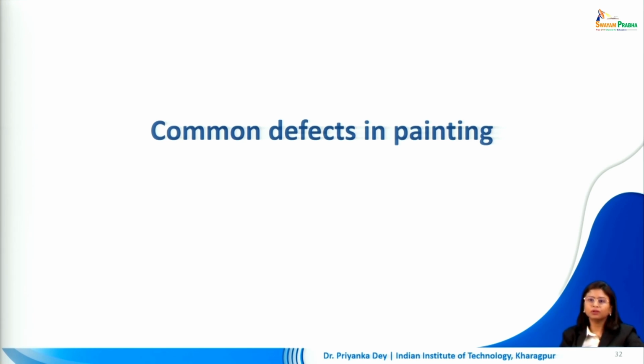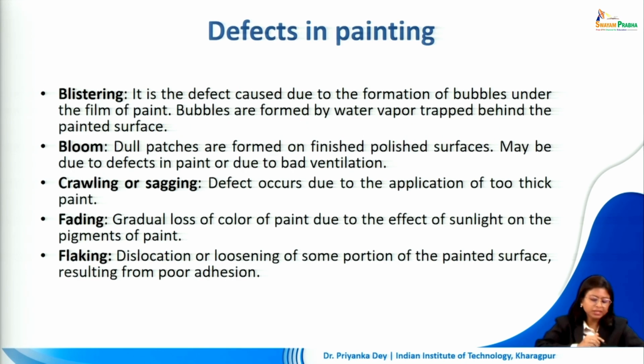So now let's take a look at the common defects which occur in painting. Blistering is the type of defect which is caused by the formation of bubbles under the film of paint. Now, why are these bubbles formed? They are formed when water vapor is trapped behind the painted surface. That will lead to the formation of bubbles on the final surface, and that's not a look we are going for.